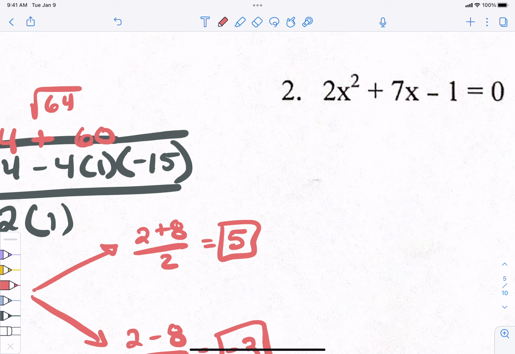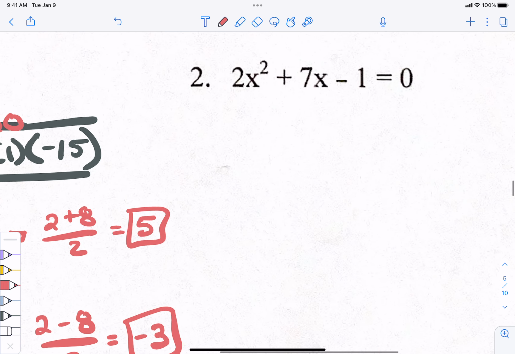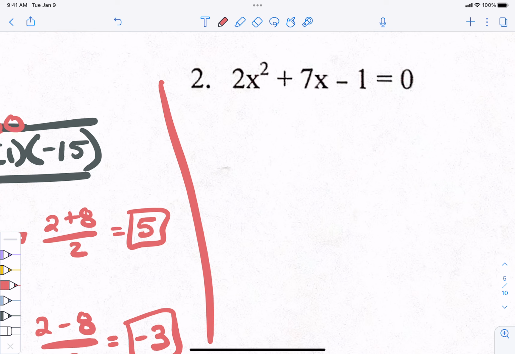If it doesn't come out nicely, we just leave it. We're going to do that in this number 2. You just leave it as a square root. Okay, so number 2, is he ready to go? Yep. A is 2, B is 7, C is negative 1.